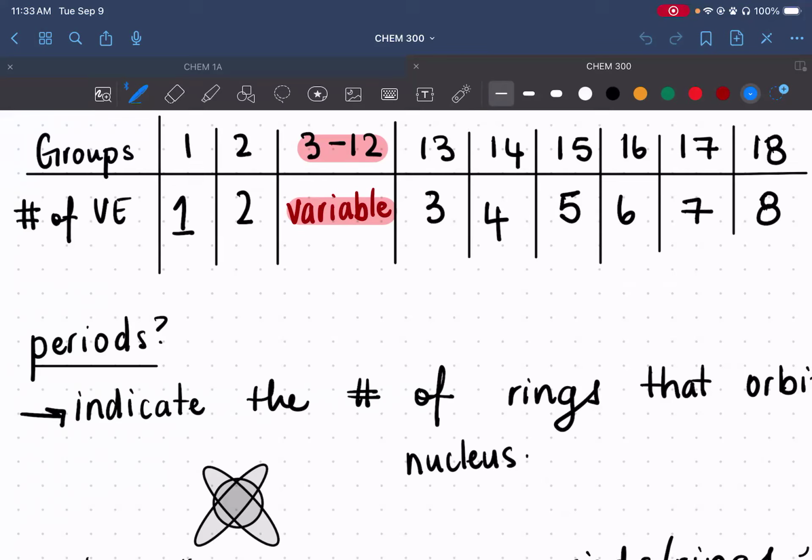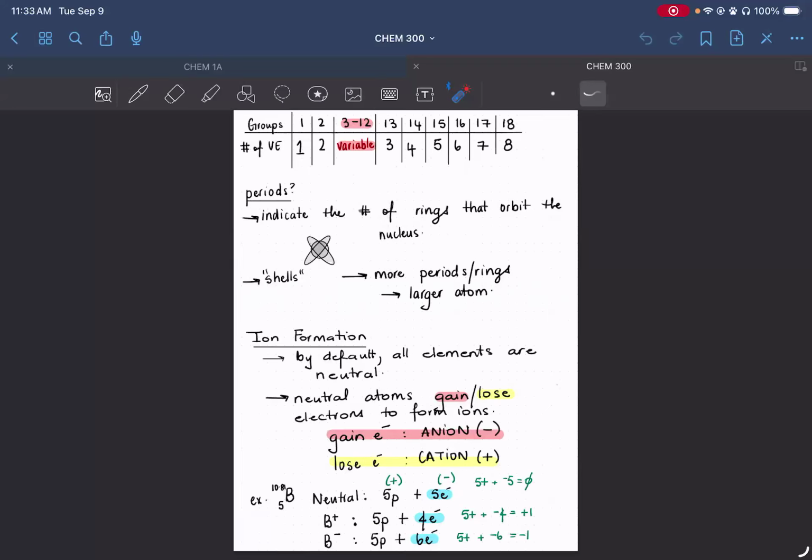We talked about how group 18 was noble gases, they're like royalty, and the reason why they're like royalty is because of their stability. And the reason they're so stable is because they have 8 valence electrons. So in a lot of ways, every other element on the periodic table wants to look like a noble gas. They want to have those valence electrons.